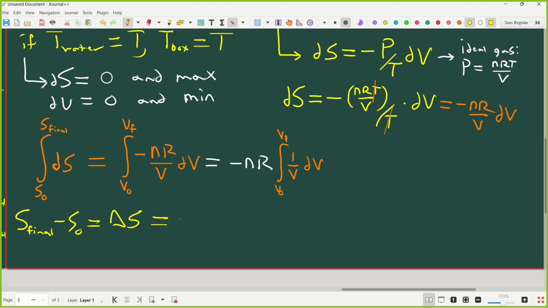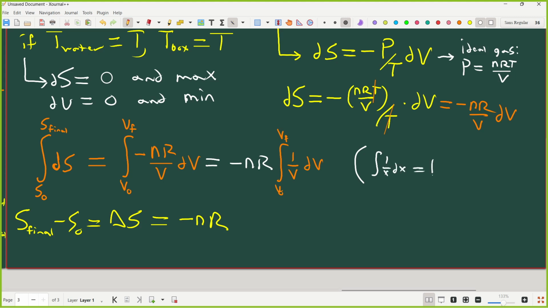And this is equal to minus nR times the integral of 1 over x. Does anyone remember? This is one of the tricky ones. That's the log. Yeah, it's the log. Some people will say 1 over v squared, or something like that. No, it's the log here. So just to remind you, this is a really good one to remember: the integral of 1 over x dx is the natural log of x plus c.